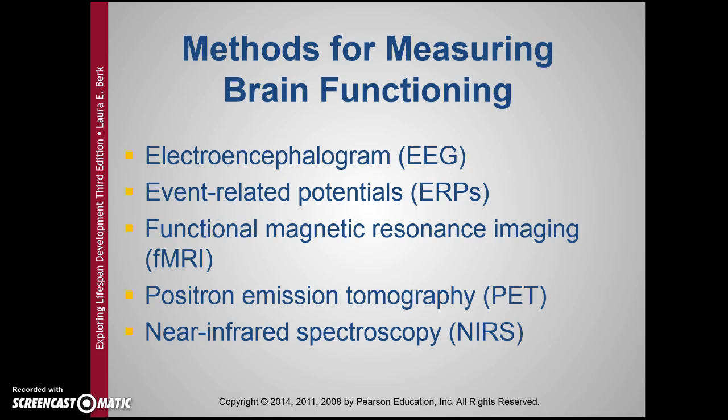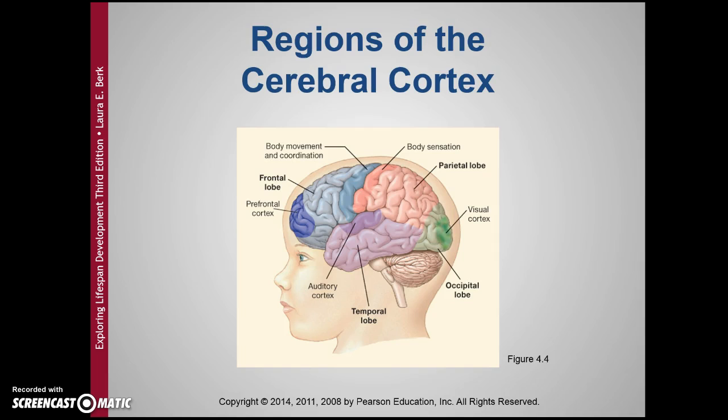Then we have magnetic resonance imaging, and this can indicate areas of high activity or low activity. Positron emission tomography, PET scan, can also indicate areas of high activity or low activity. Take away from this what an EEG is and you should be fine. This is just a diagram to help you connect where different areas are and how they may contribute to development.